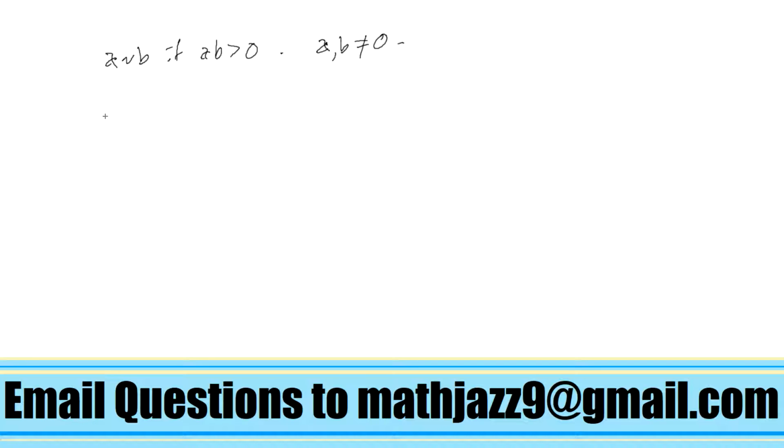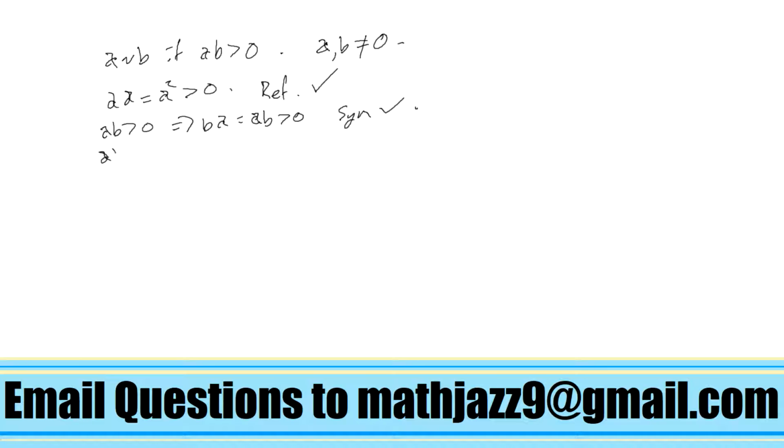So, let's see. A times A is a square of a real number, which is greater than 0, so we are reflexive. And then A times B greater than 0 means that B times A, which is equal to A times B, is still greater than 0, so this is symmetric.